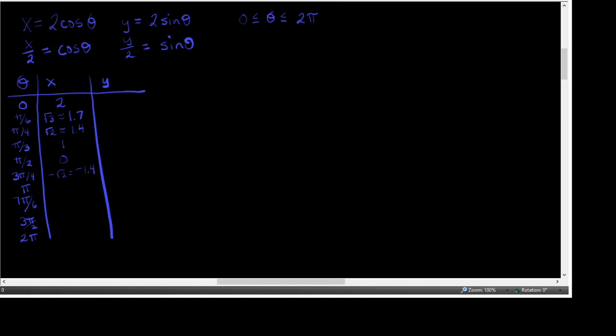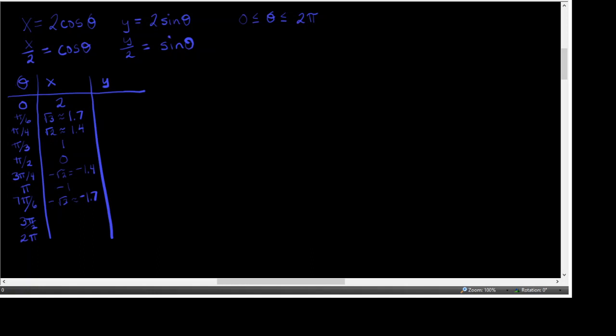Cosine of pi is negative 1. 2 times negative 1 is negative 1. Cosine of 7 pi over 6 is negative square root of 3 over 2. Multiplied by 2 is negative square root of 3, which is about negative 1.7. You can see why I don't have to have as many values, because we're getting similar answers, but perhaps with a negative instead of a positive sign on them. So we're going to be able to use that idea.